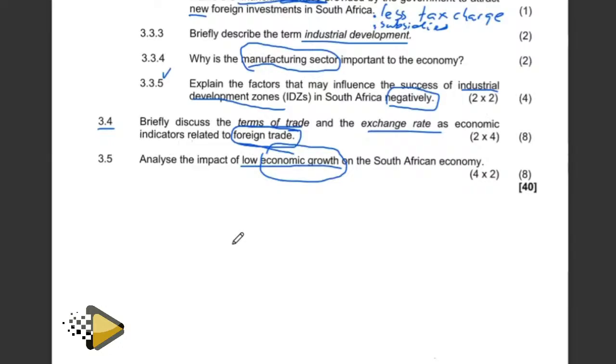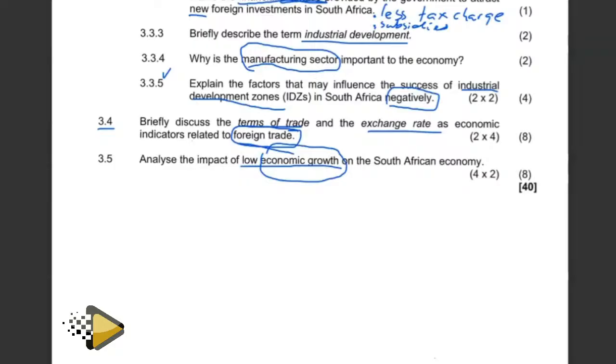Also, the government is not going to be in a position to collect tax proceeds or tax revenues. And also, an economy is going to struggle to produce goods and services that are enough to supply to local people, as well as selling to other countries.